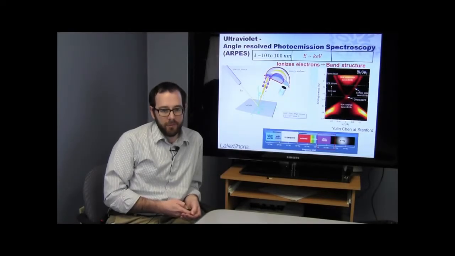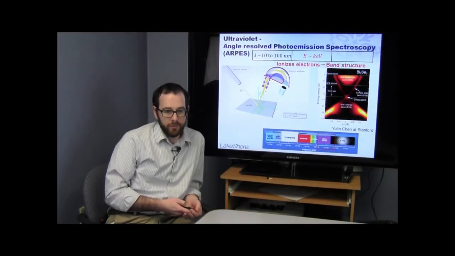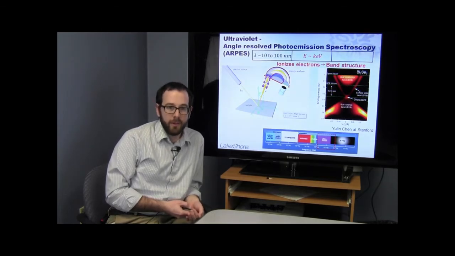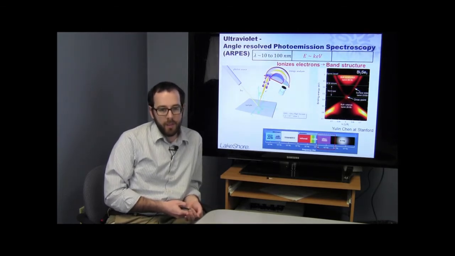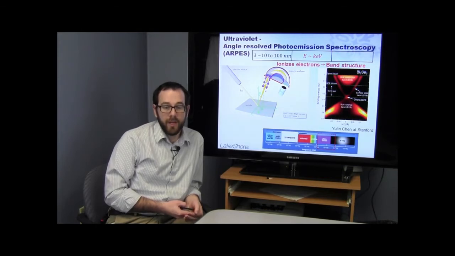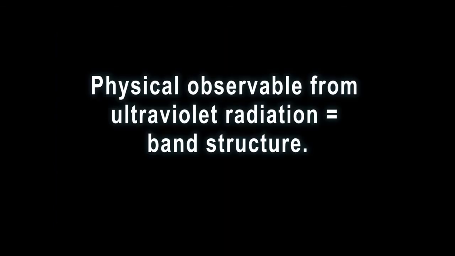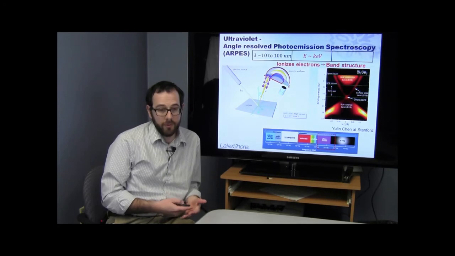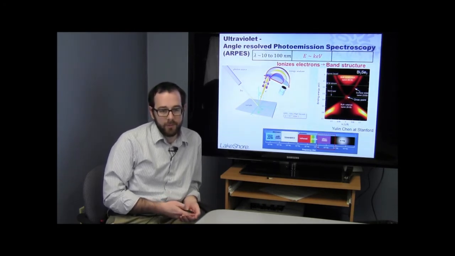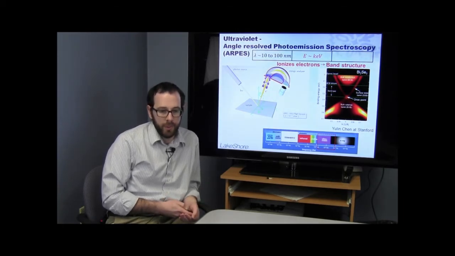And so by using ultraviolet radiation to eject electrons from a material, we were able to derive some of the energies of those electrons in the material and actually derive the band structure of the material. This is really important when it comes to understanding the electronic structure of a material and how a material is going to operate. You actually have to understand the band structure. So that's a little bit less energy than X-rays, but still energetic enough to be able to pull electrons out of a material.